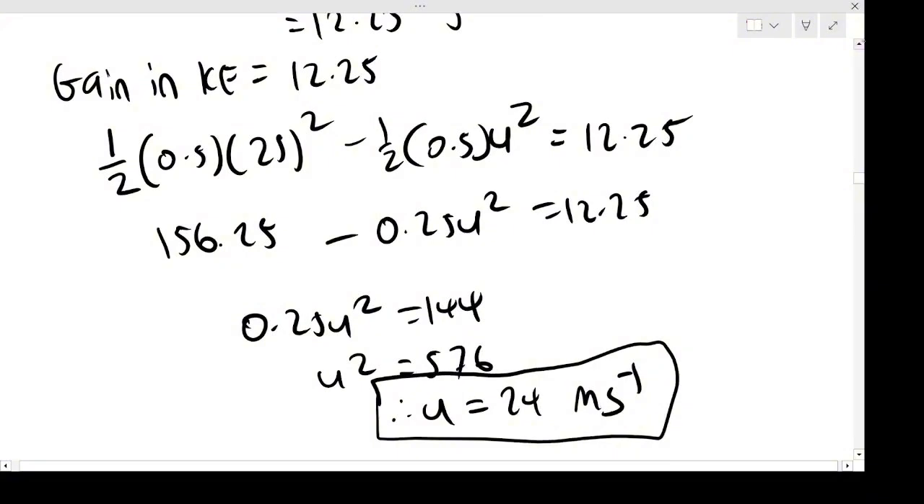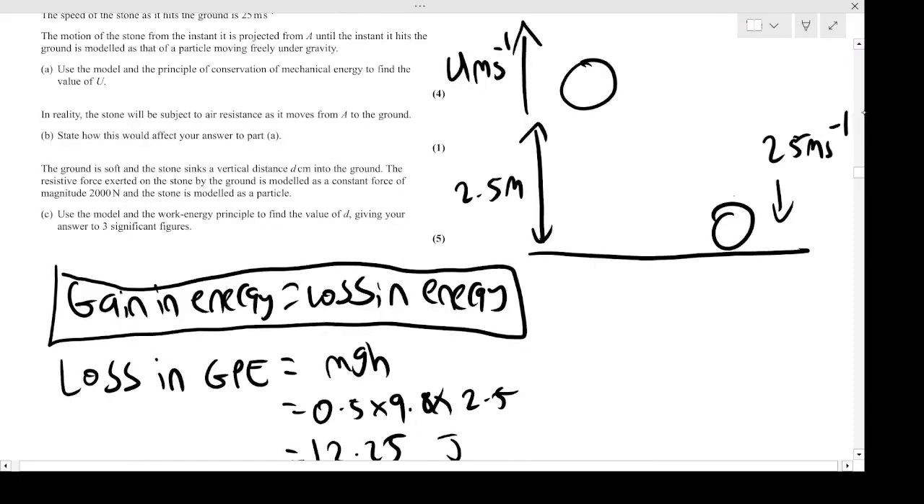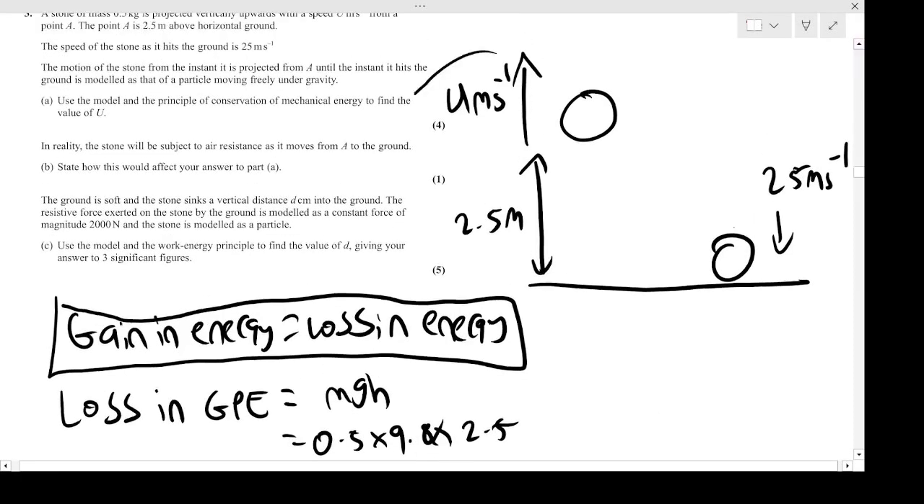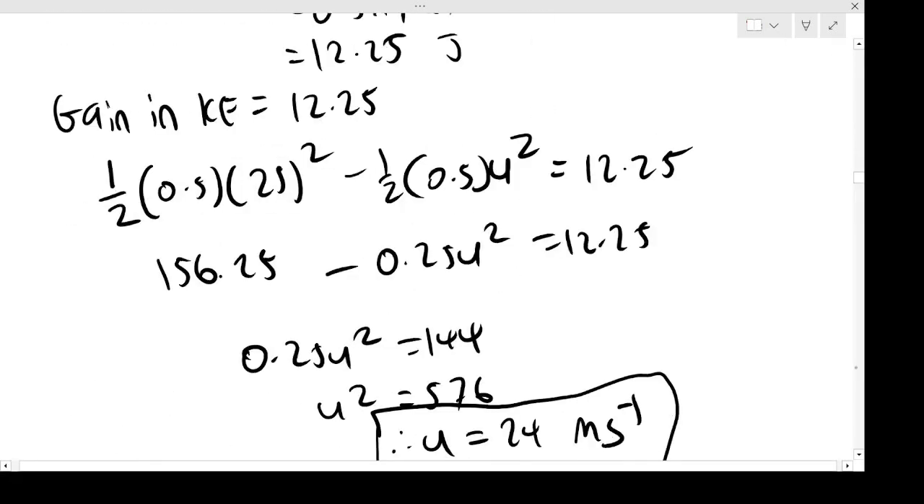Okay, and we can confirm our answer makes sense because if u is 24, well, if the speed is 24 and then it ends at 25, indeed, that gives me a gain in kinetic energy, which is what I expect, because the speed has increased from 24 to 25, right? So indeed, we do get a gain in kinetic energy, so that all makes sense.